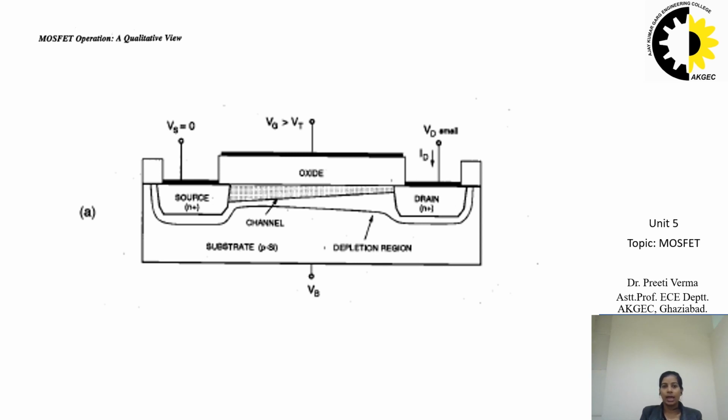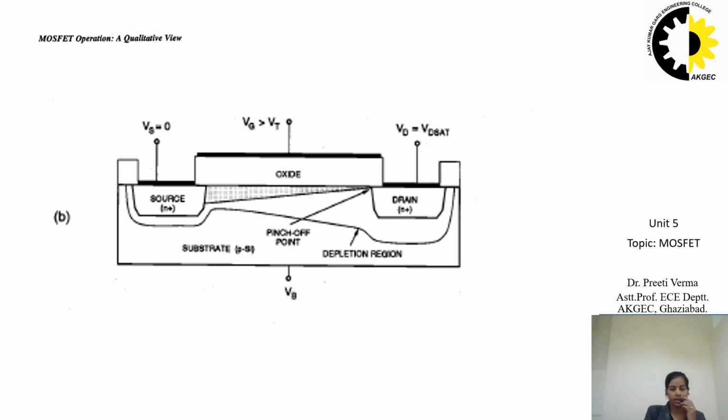The gate and the channel region of the MOSFET form a parallel plate capacitor with the oxide layer acting as dielectric. The excess of VGS over VTH is termed as the effective voltage or the overdrive voltage.